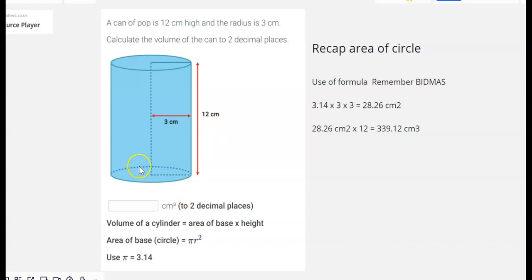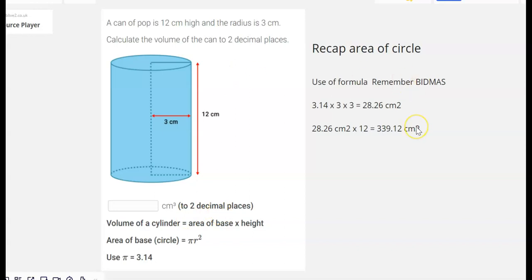Now, as we can see here, the base is actually a circle. So in our brains, we can translate area of base to area of circle and the formula associated with that. So let's rephrase that. Volume of a cylinder equals area of circle times height. So it's given us the formula there.